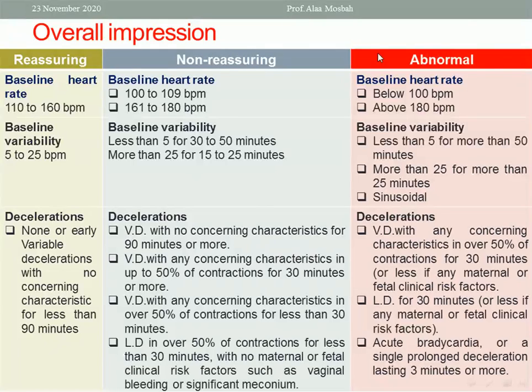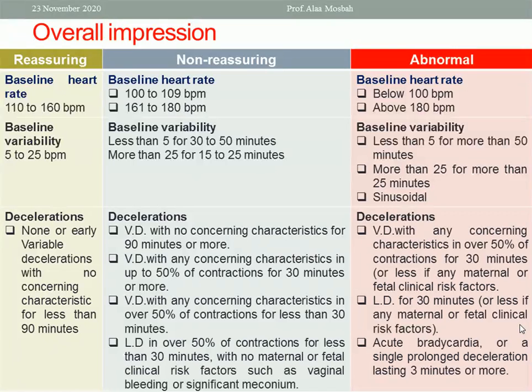What about the abnormal one? According to the NICE guidelines, the baseline fetal heart rate is below 100 beats per minute or above 180 beats per minute. What about the beat-to-beat variability? Less than 5 for more than 50 minutes, or more than 25 for more than 25 minutes. Or maybe sinusoidal pattern. What about deceleration?